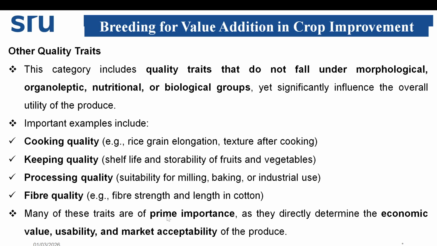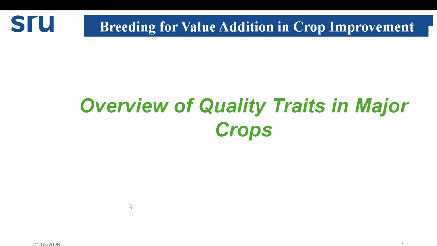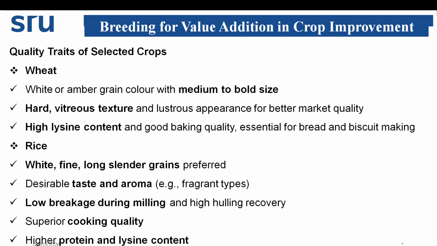So many of these traits are of prime importance as they directly determine the economic value, usability and market acceptability of the products. So now the next is we will see the overview of quality traits in some major crops. So quality traits of selected crops, first wheat. Amber grain color with medium to bold size, hard vitreous texture and lustrous appearance for better market quality, high lysine content and good baking quality, essential for bread and biscuit making.